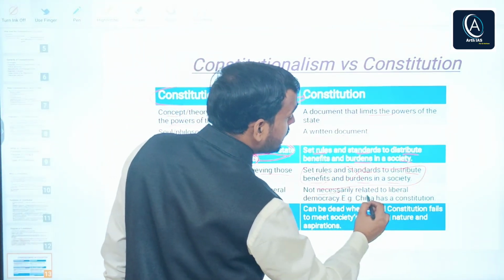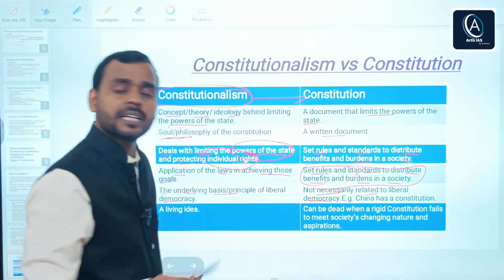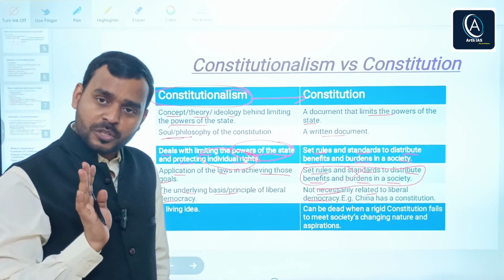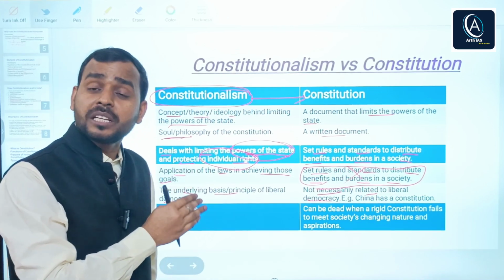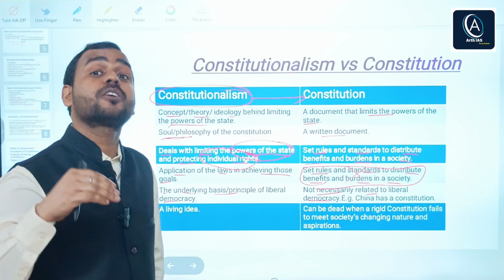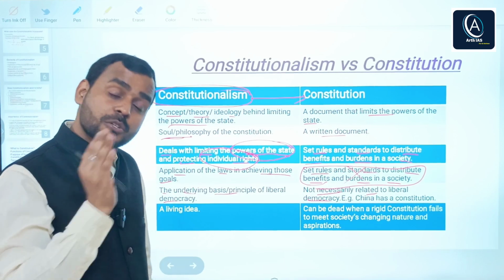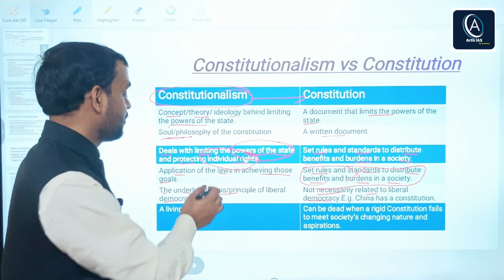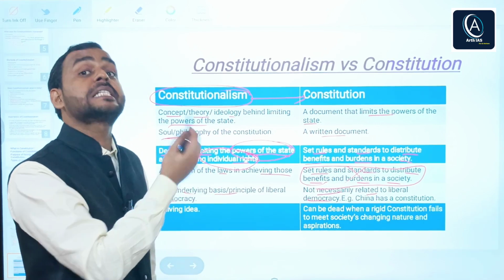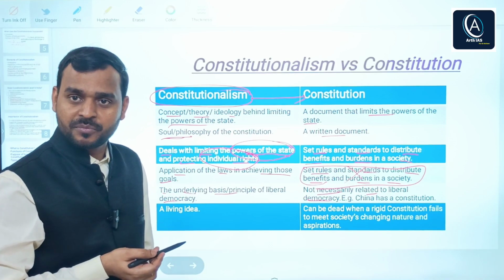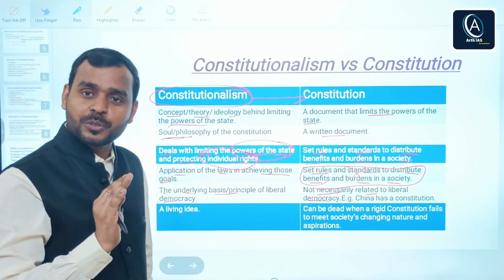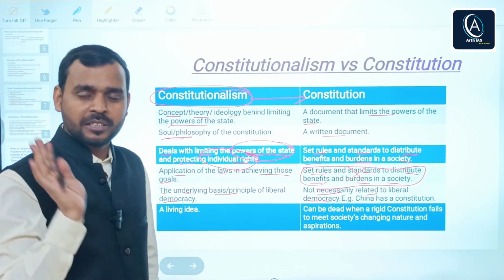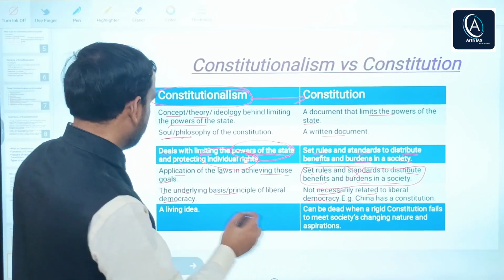A constitution is not necessarily related to liberal democracy. For example, China has a written constitution, but it is not a liberal country. Other authoritarian states also have written constitutions, but they are not liberal. But if in any country there is constitutionalism, it means that country is a liberal democracy. But if a country has a constitution, it does not mean it is a liberal democracy. Best example, China, North Korea.